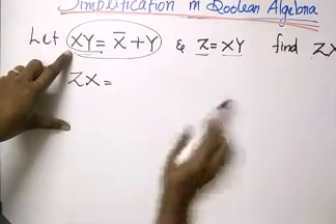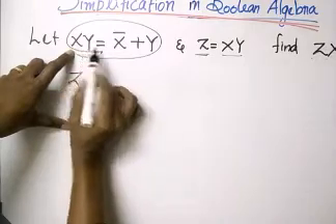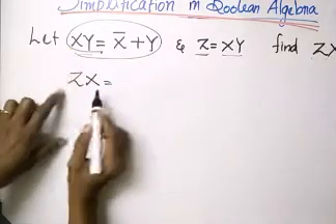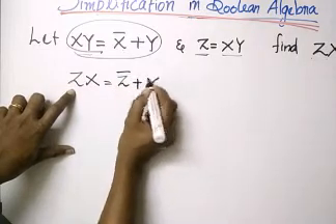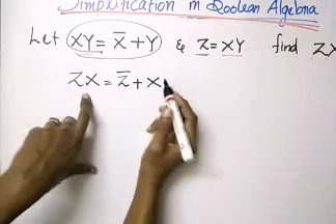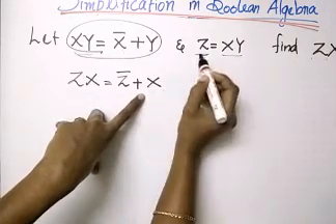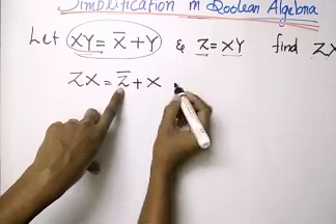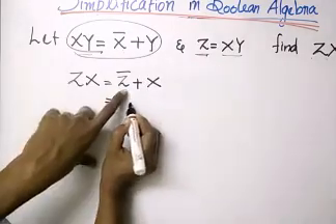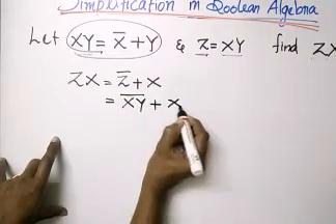Okay, zx is equal to, as per this assumption, xy is equal to x bar or y. Then zx will be equal to z bar or x. Then I know the value of z, so I am substituting the value of z here. Then z is equal to xy, and I will write it as xy bar or x.